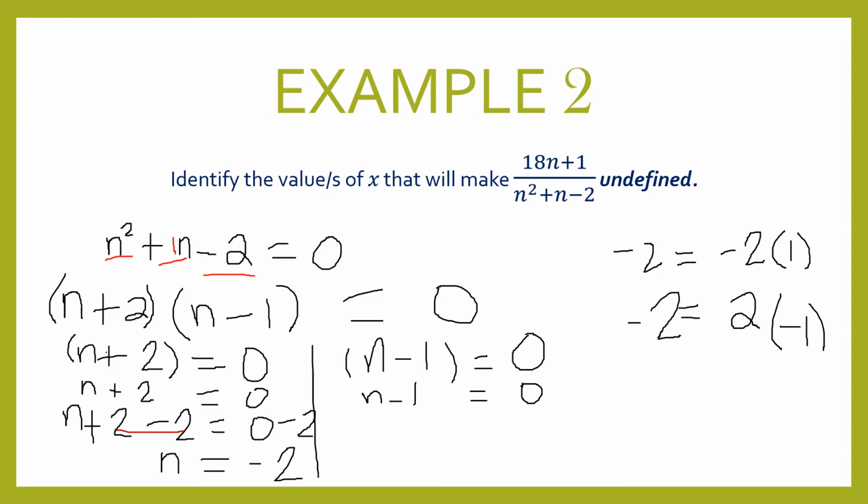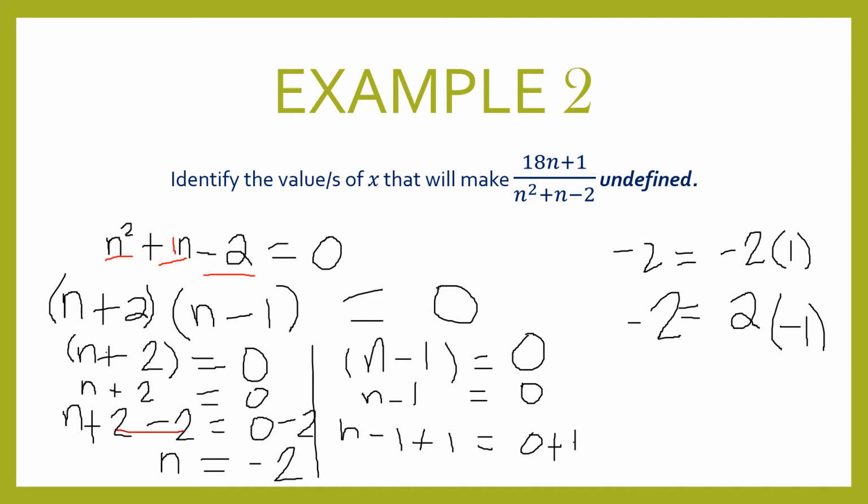Now, next, n minus 1 is equal to 0. So, since this is negative 1, kabaligtaran niya, positive, we need to apply the addition property of equality. Therefore, we need to add positive 1 to each side of the equation. So, n minus 1, so add 1 equal to 0 plus 1.